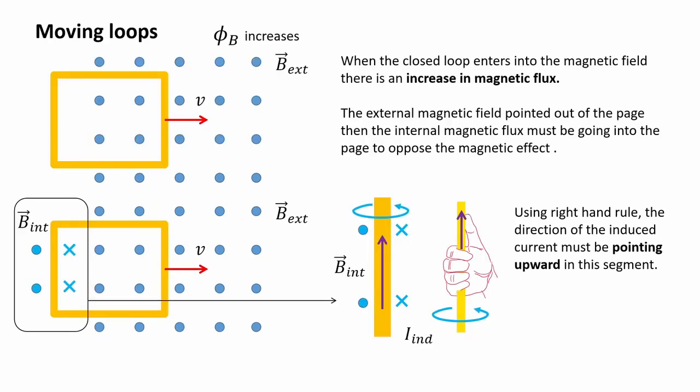When the closed loop enters into the magnetic field, there is an increase in magnetic flux. The external magnetic field pointed out of the page, then the internal magnetic flux must be going into the page to oppose the magnetic effect. So the direction of the internal magnetic field must go inward on the right side and out of the page on the left side of the wire. Using the right-hand rule, the direction of the induced current must be pointing upward in this segment.